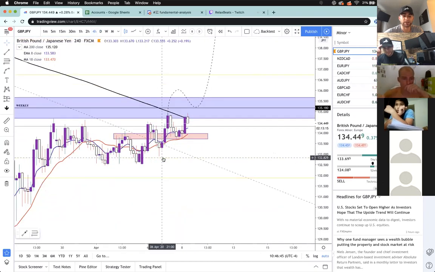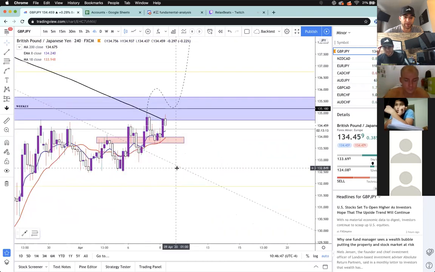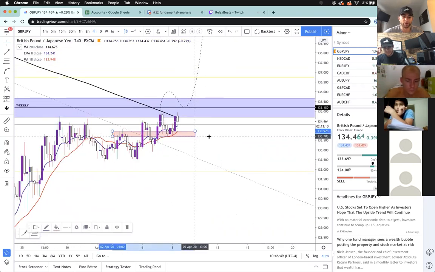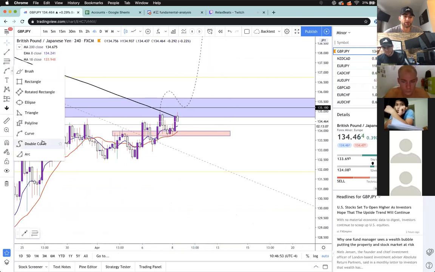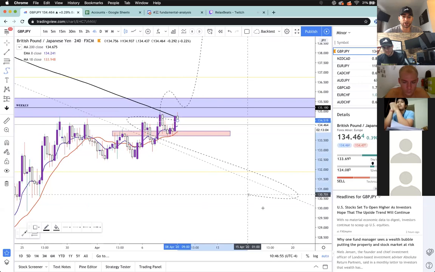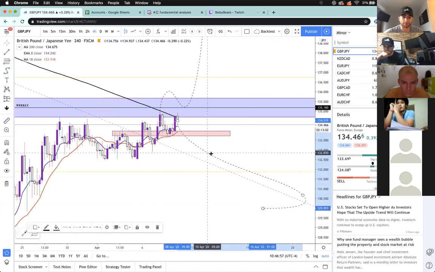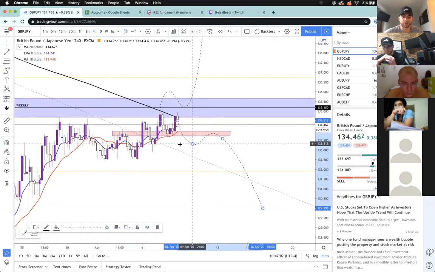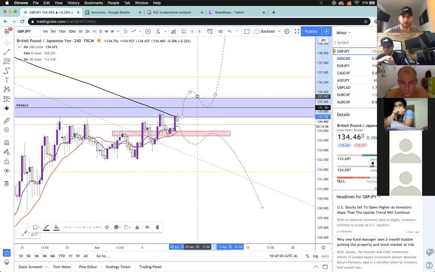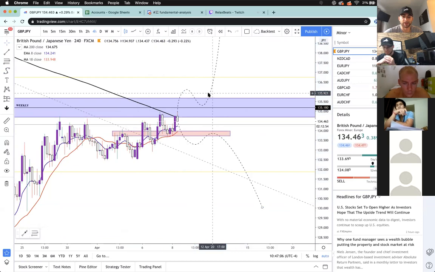We're not doing anything yet because realistically, based on this 4-hour, if we break below here, we are shorting the shit out of this. Based on that level. We are going to short the shit out of this. But if we break above and we get that retest, then we're going to long.